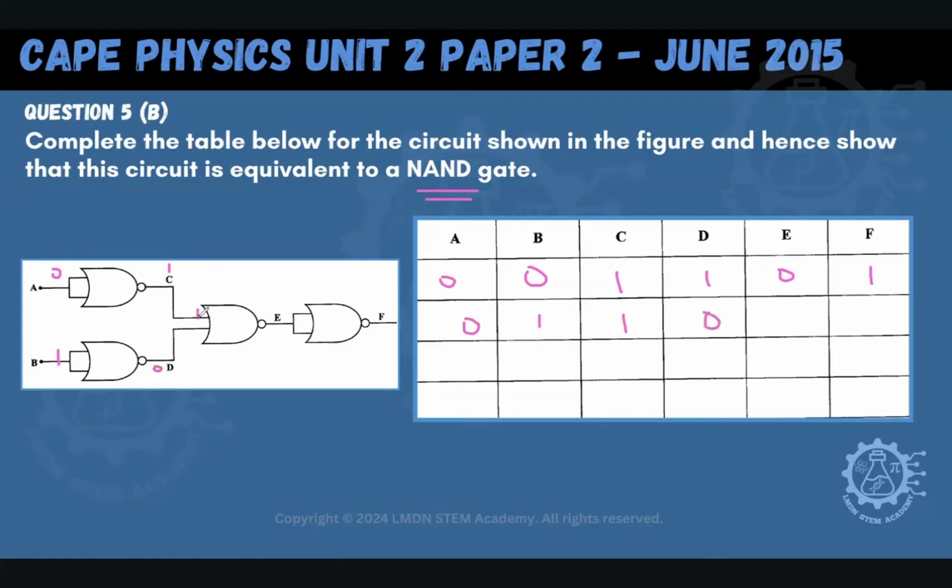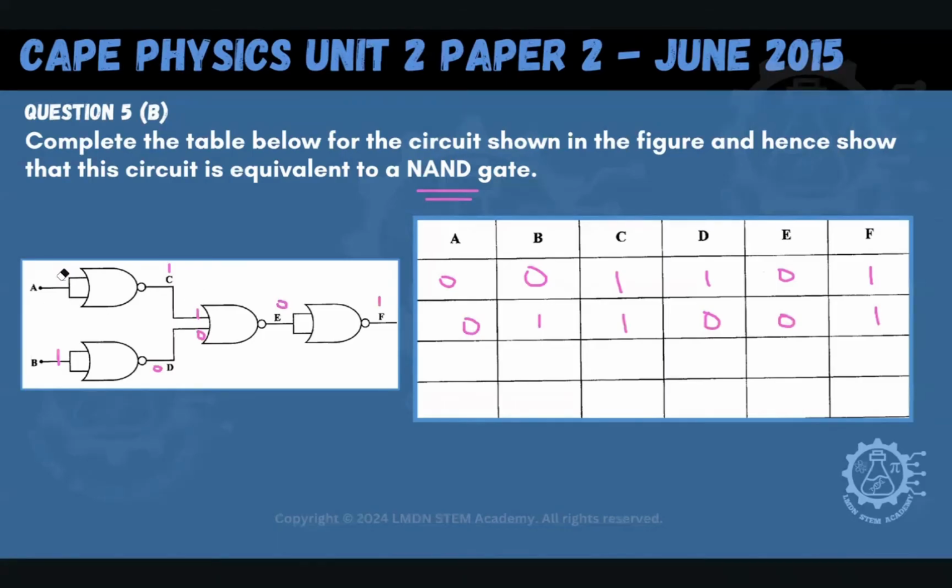So now I have a 1 and a 0 coming into a NOR gate. The 1 and the 0 in an OR gate would have been 1, but because it's a NOR gate, it will be 0. So my E is 0. The 0 is coming into this NOR gate now. E0 is coming into this NOR gate. It's going to get inverted and become 1. So F is 1.